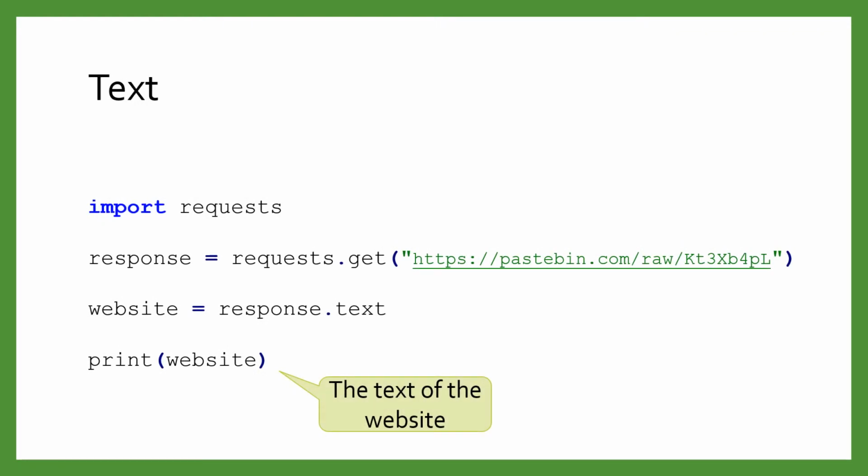To get the web page as a string of data, you can use the text attribute of the response object. Keep in mind that most websites are written in a language called HTML, which can be tricky to parse. So for now, we'll access simple text websites only.